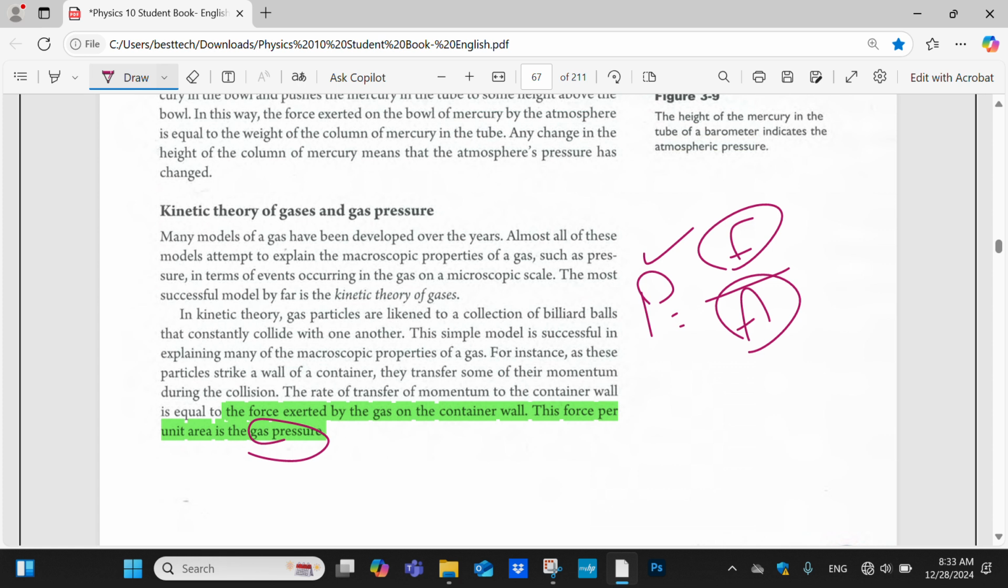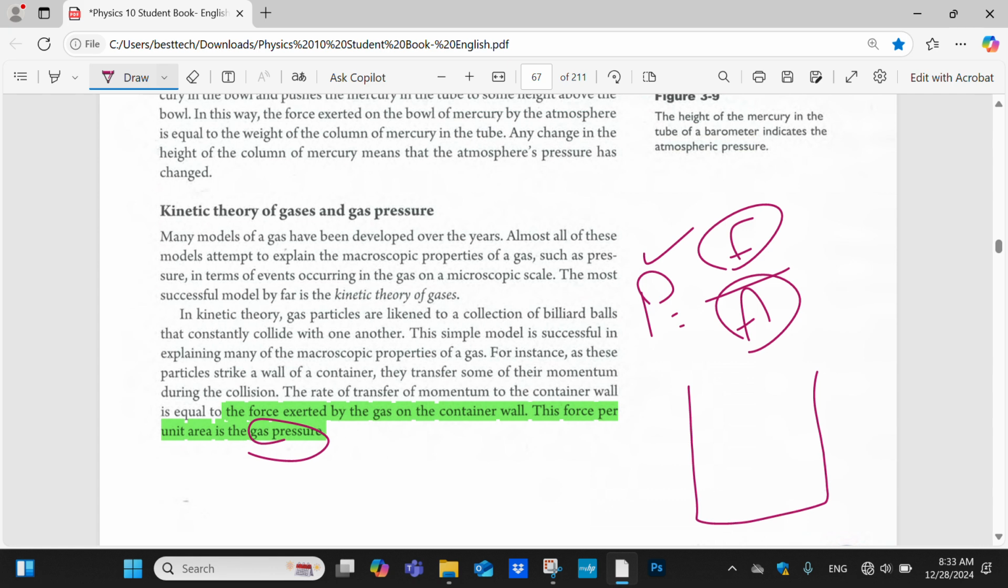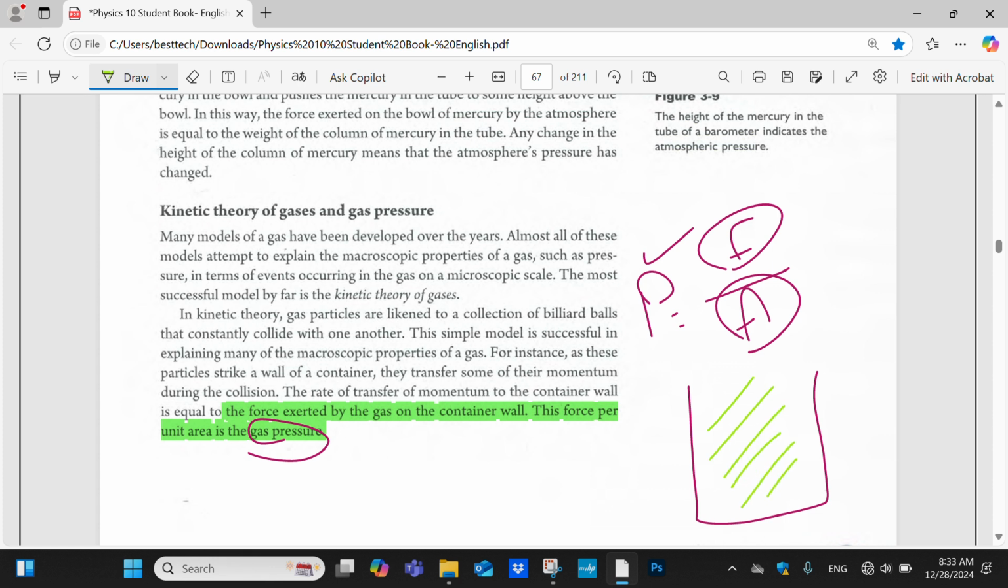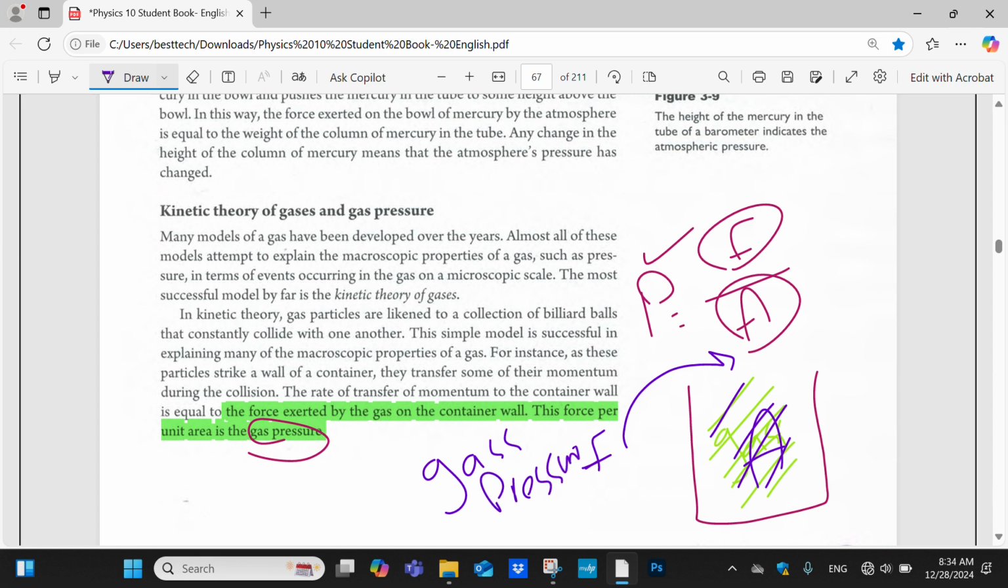Because imagine you have a container, and inside this container it is totally filled by gas. I want to apply pressure on this container, applying force on it. Applying force per unit area is called pressure. But which type of pressure? It's called gas pressure. Why gas pressure? Because you apply the force on a container that is filled by gas.